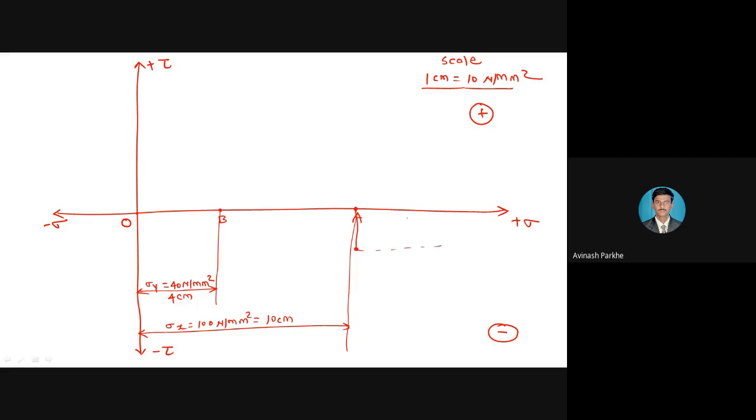Represent 2 centimeter distance in the bottom side. So tau is equal to 20 Newton per mm square is equal to 2 centimeter. So take 2 centimeter distance at the bottom side from the point A. Similarly, from this particular point B, this point B represents the position or location of sigma y, as well as it represents the location or position of minor principal plane.